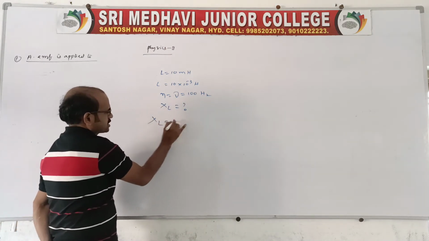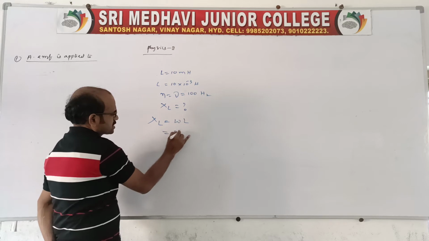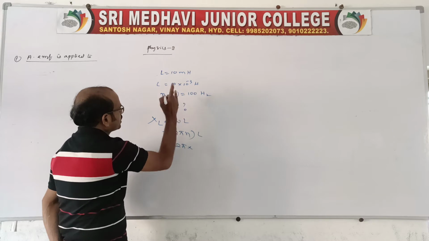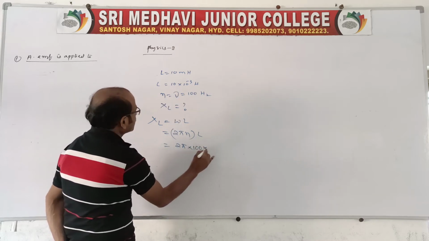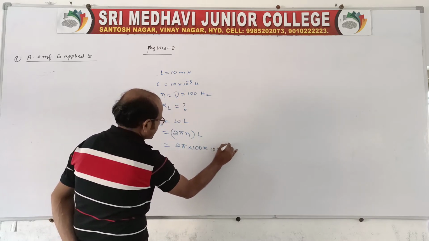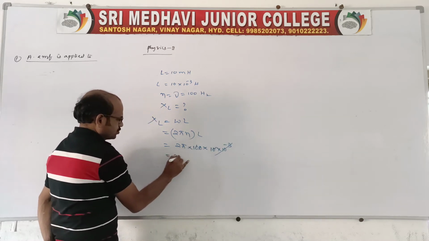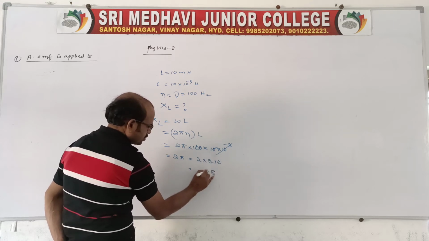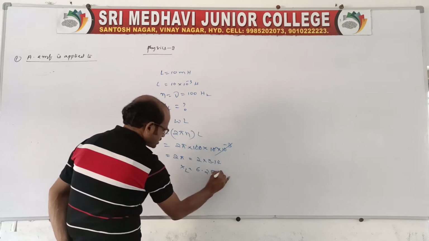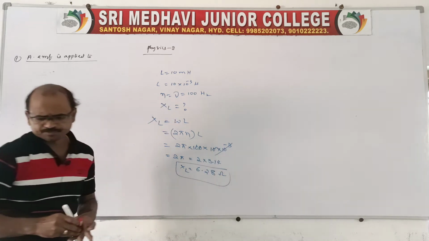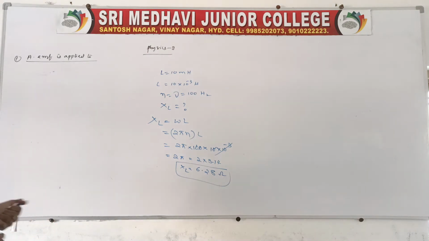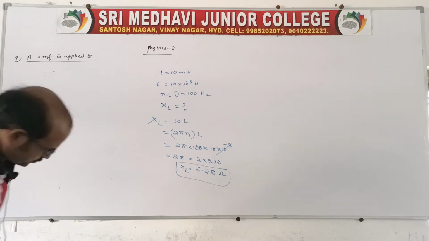We know XL is equal to omega L. Omega is nothing but 2 pi N, so it is 2 pi into N into L. N will be 100, L will be 10 into 10 power minus 3, so this power of 10 is cancelled. 2 pi is 2 into 3.14, right? So XL comes to about 6.28 ohm, because it is a resistance only. By using XL, we get the answer like this. This is one problem related to the inductive circuit.